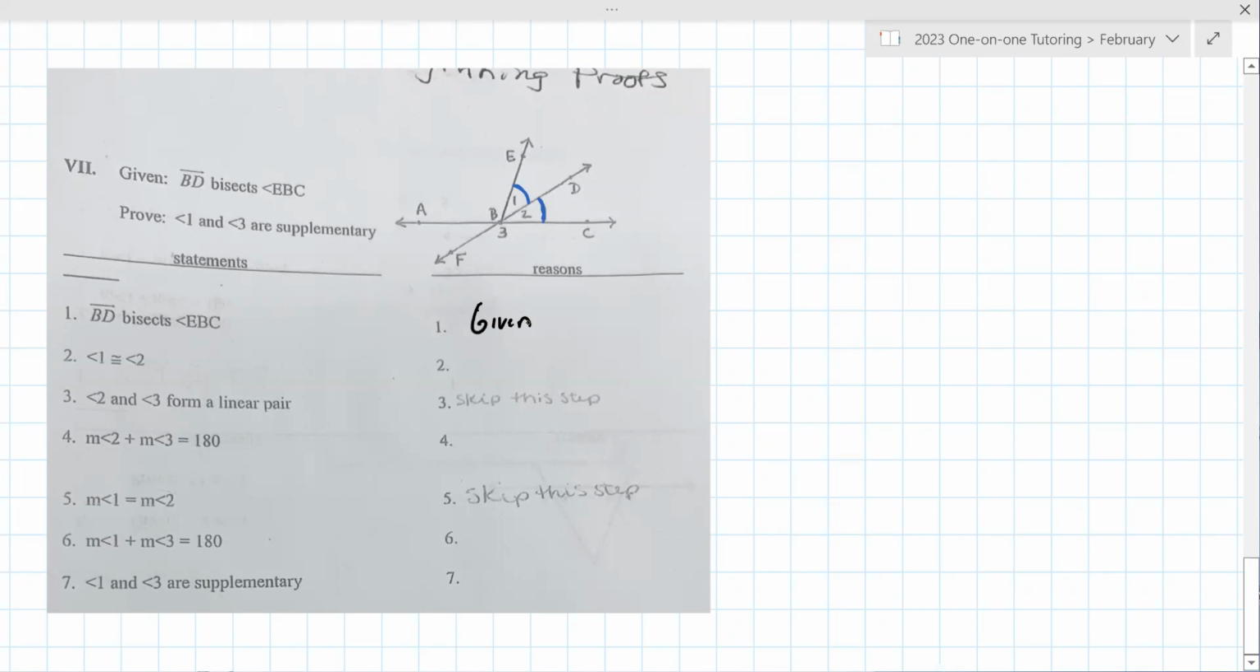You can always kind of get that one. So since BD bisects EBC, that means that angle 1 is congruent to angle 2. Angle 1 congruent to angle 2. That's the definition of an angle bisector. So a lot of times the answer is definition of whatever the thing that's in the previous line.